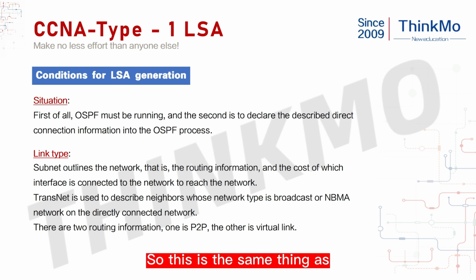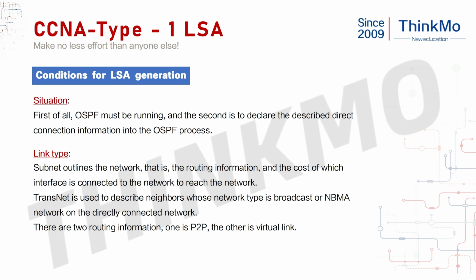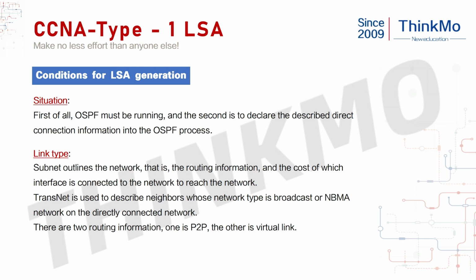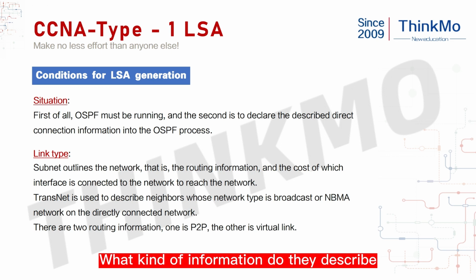So I leave you with two questions: for the P2P and virtual link types of link, what kind of information do they describe?